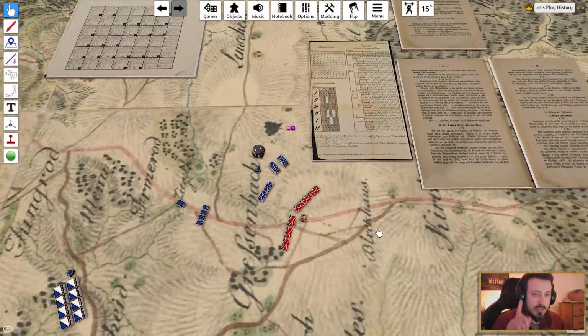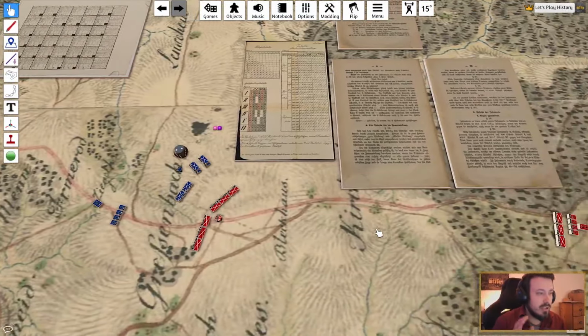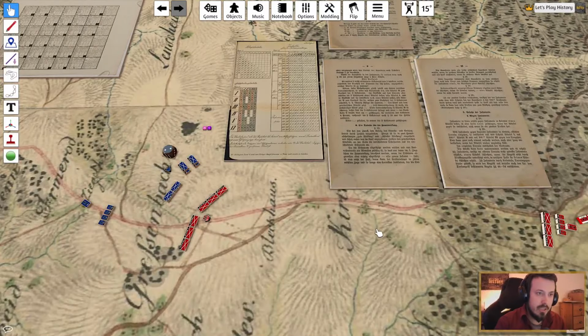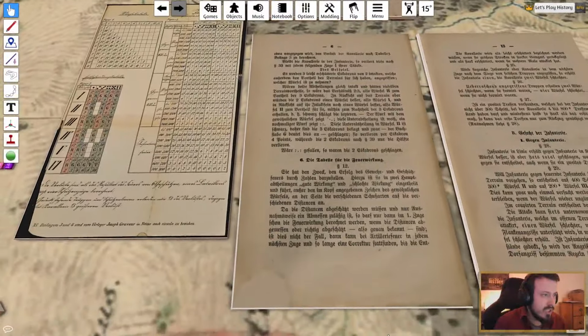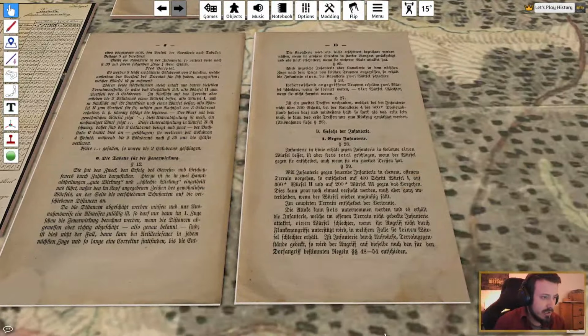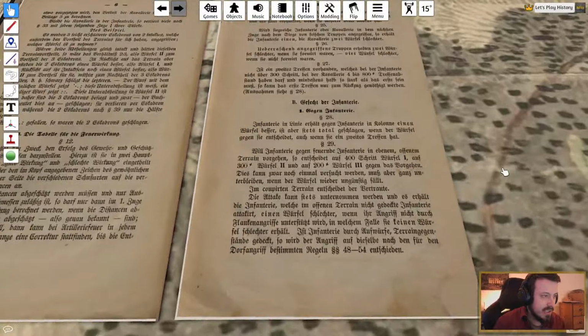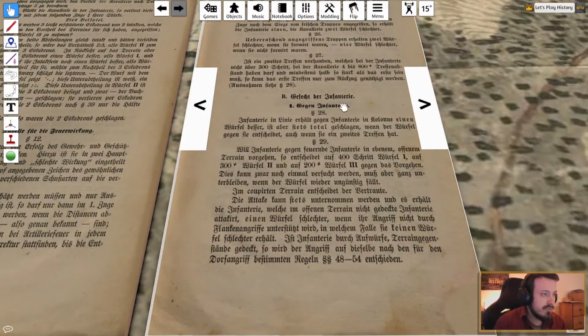Now, there is a special rule though. They are not allowed to simply charge in with the bayonets and push these guys away. No, there is a special rule. And it says, here we go. Infantry combat, infantry against infantry. It's paragraph 29.